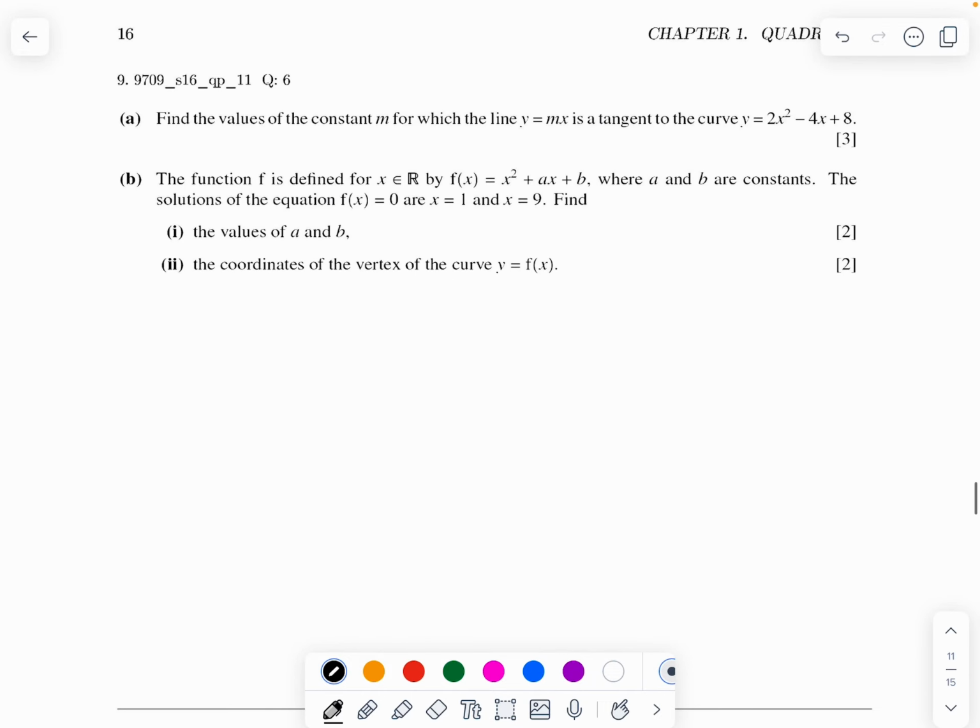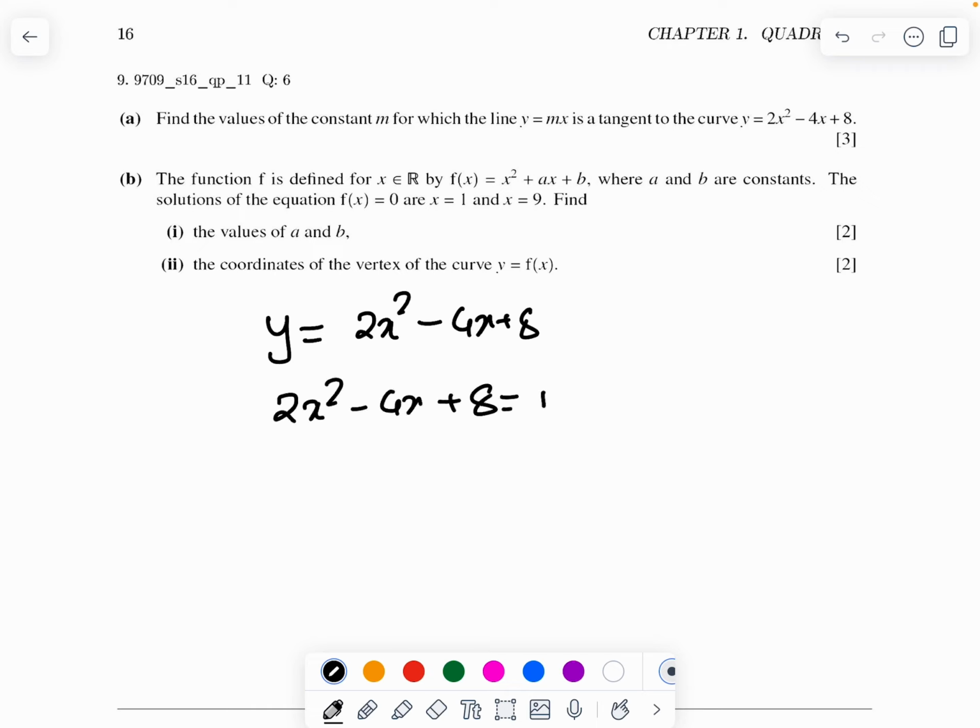Now coming to question number 10. What does that question say? Find the values of the constant m for which this is a tangent. Now, as such, we know that a tangent means both should intersect. So what am I going to do? y equals 2x square minus 4x plus 8. But y is mx. So 2x square minus 4x plus 8 equals mx.